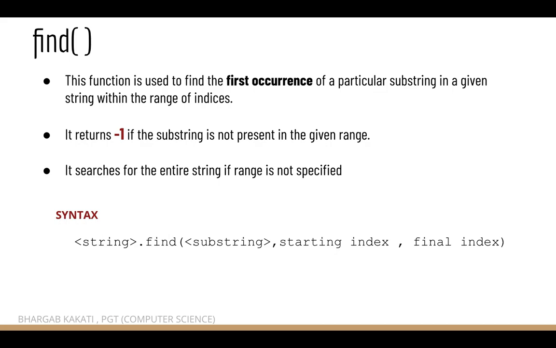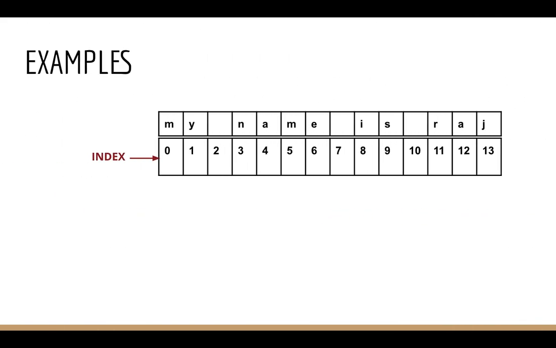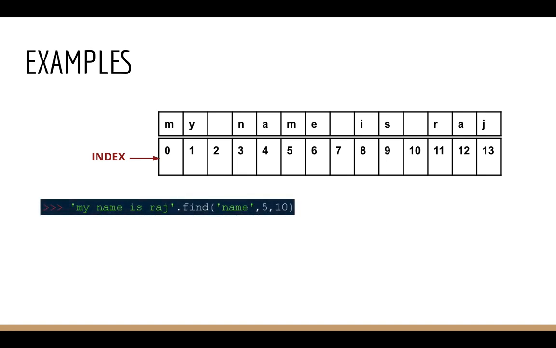Now let us try to understand the meaning of the find function with the help of some examples. So let us consider a string, my name is Raj. The indices of each character are shown on your screen. So if I give my name is Raj dot find name comma 5 comma 10, in the range 5 comma 10, meaning from 5 to 9, it will check whether the substring name is present or not.